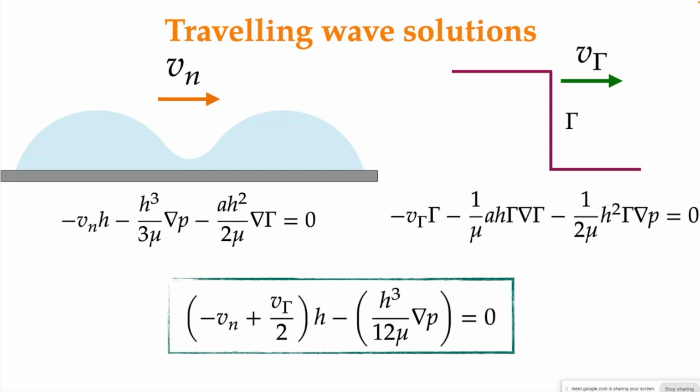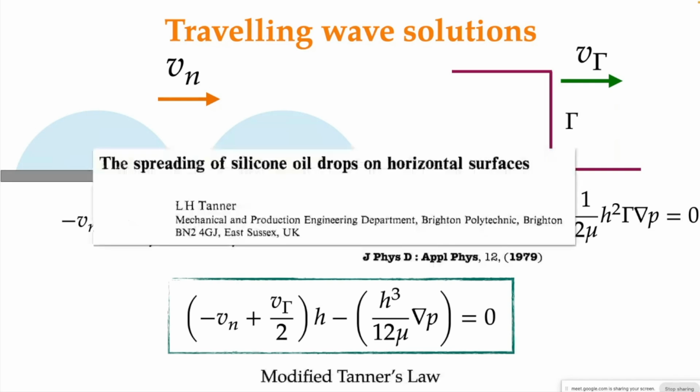What this set of equations is, is very much similar to your Tanner's law, which you see. But except in Tanner's law, this component is just one parameter, which is d. For us, we have two components, dn and d gamma, arising because of your twin drop movement and also your surfactant profile.